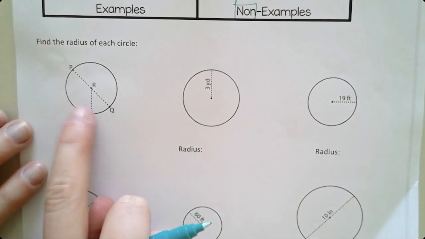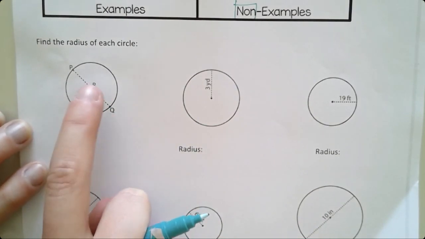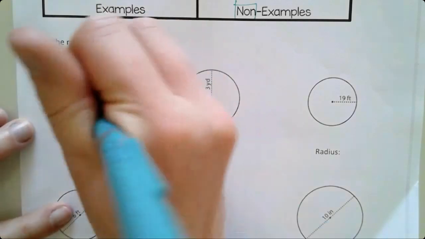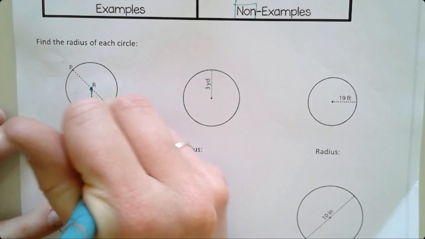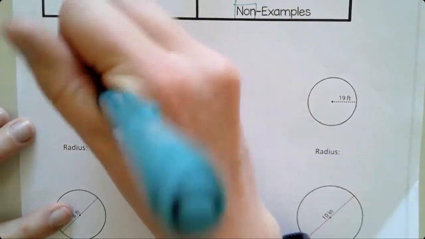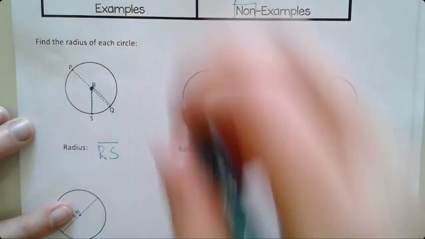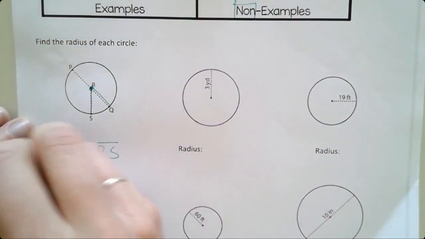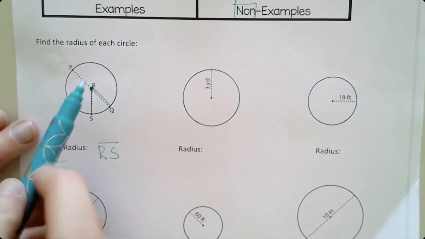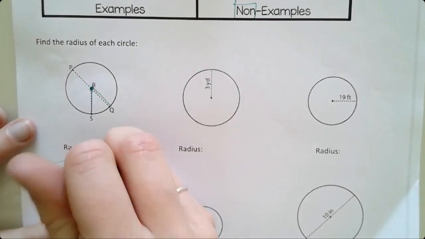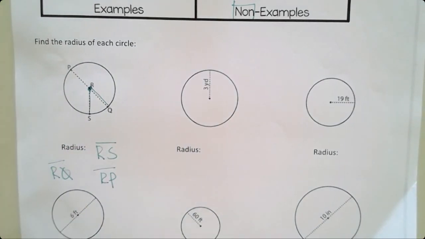So on this example right here, there's a few lines that go from the center to the edge. And so let's start naming those. So this is the first line that goes from the center to the edge. That is line RS. RQ also goes from the center to the edge. And then also RP. So line RP. Those are all radiuses of that circle.